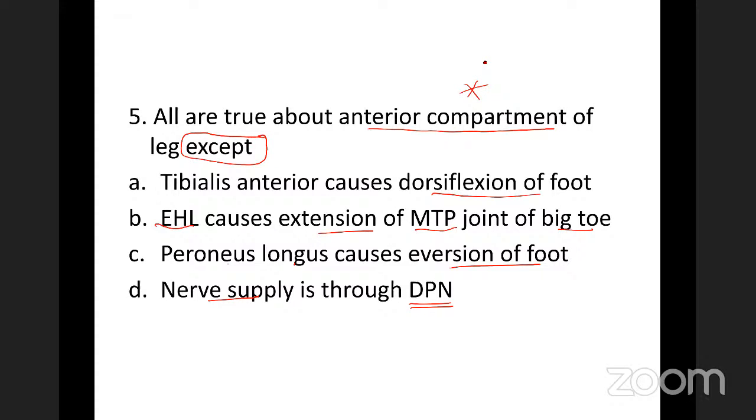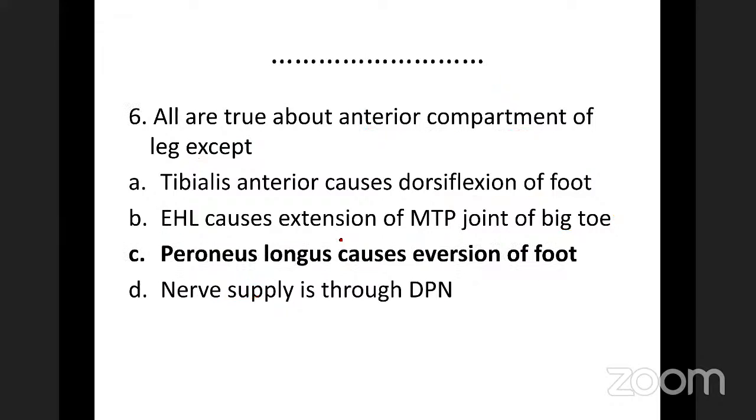Excellent. Peroneus longus, we just now studied, is not a muscle of the anterior compartment. It's a muscle of the lateral compartment, right? Tibialis anterior causes dorsiflexion. Excellent, correct. Then extensor hallucis longus, this is also correct. Nerve supply is through the deep peroneal nerve, correct. Peroneus longus is the muscle of the lateral compartment. So that is the option.